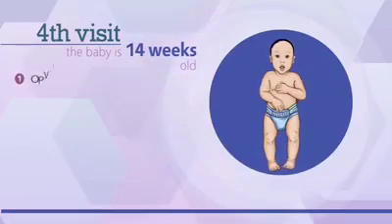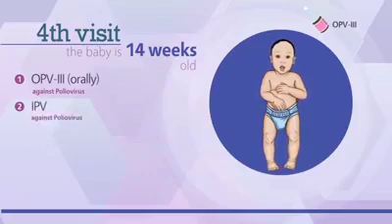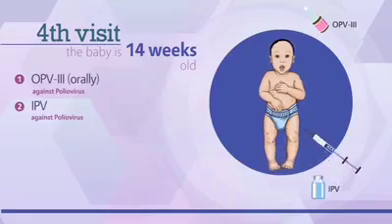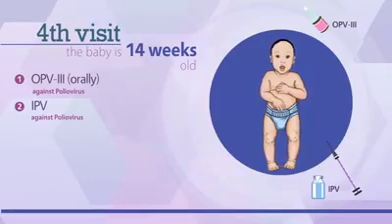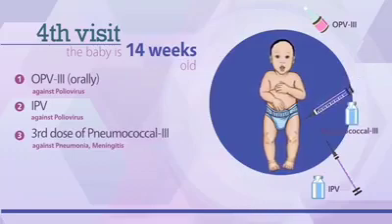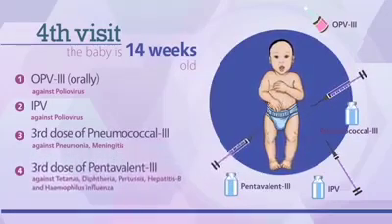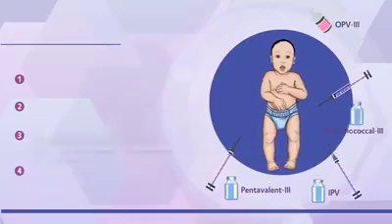Fourth visit is scheduled when the baby is 14 weeks old. On this visit, third dose of OPV3 is given orally along with first dose of IPV that is injectable polio vaccine given intramuscularly in the left thigh for protection against polio, third dose of pneumococcal 3 which is administered intramuscularly in left thigh and pentavalent 3 vaccine which are administered intramuscularly in the right thigh.